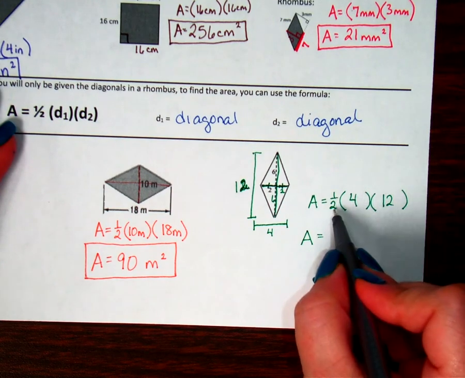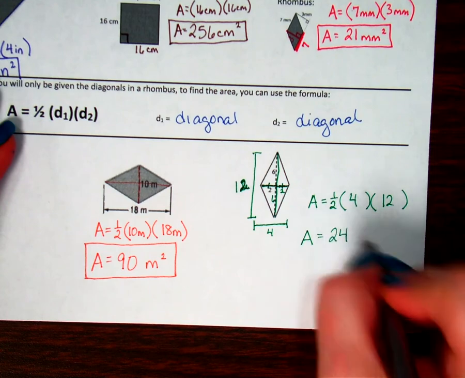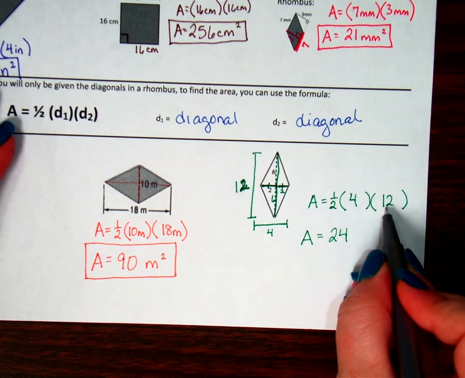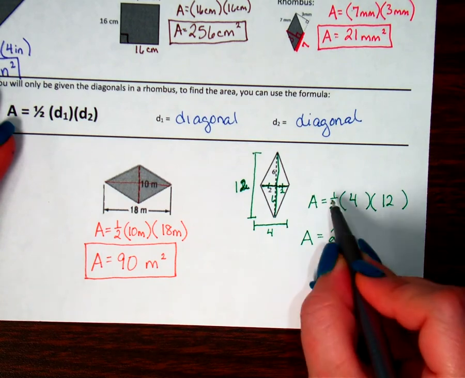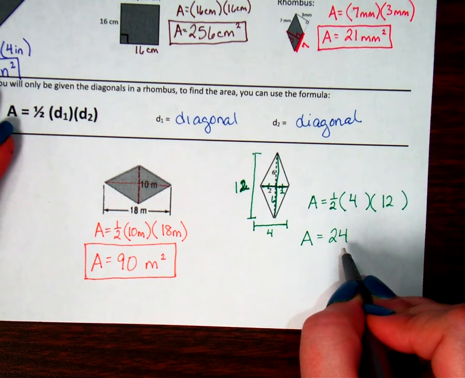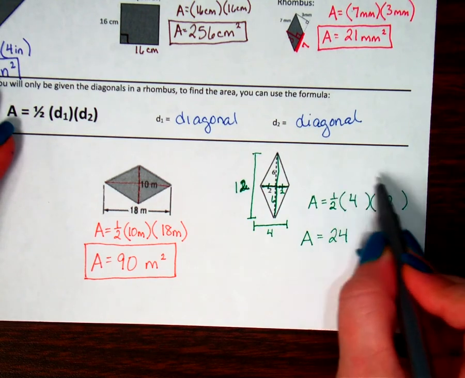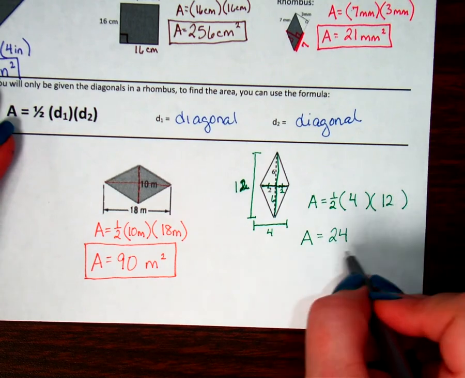So I can do half of 4 is 2, and 2 times 12 is 24. Or I could do 4 times 12 is 48, and half of 48 is 24. I could even do half of 12 is 6, and 6 times 4 is 24. As long as you don't try to distribute that half, you can't take half of both of them. You only take half once. Okay? Only divide by 2 once.